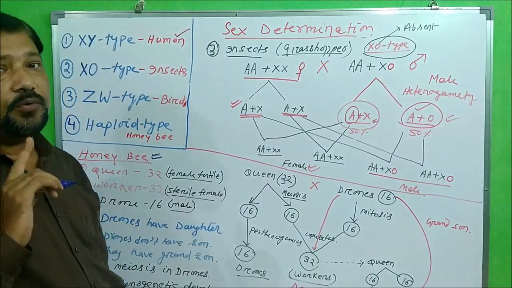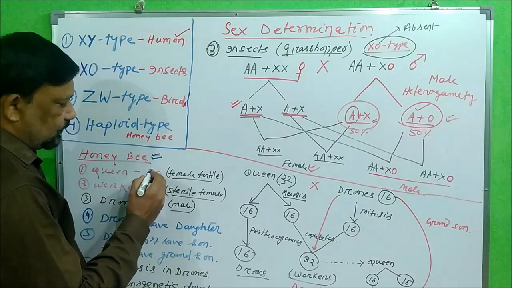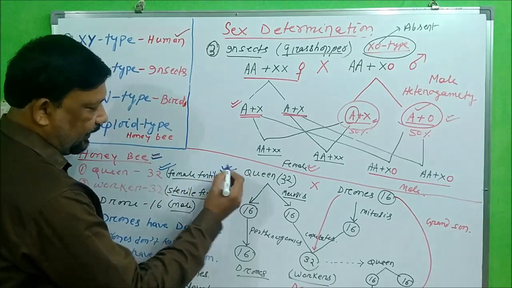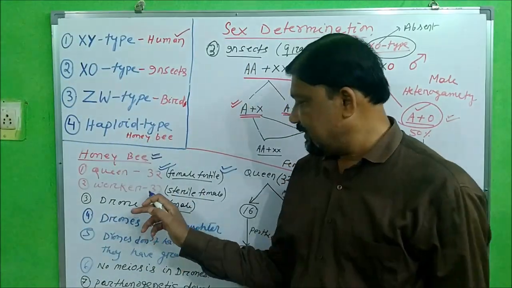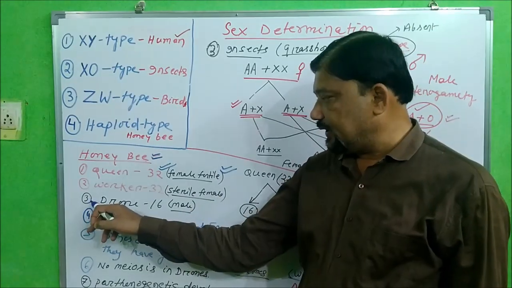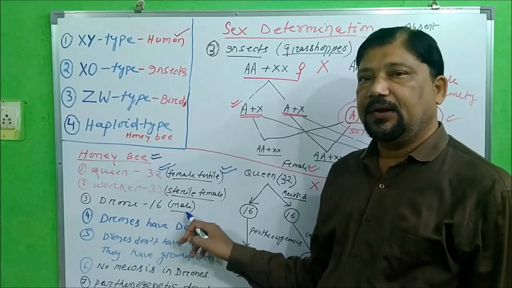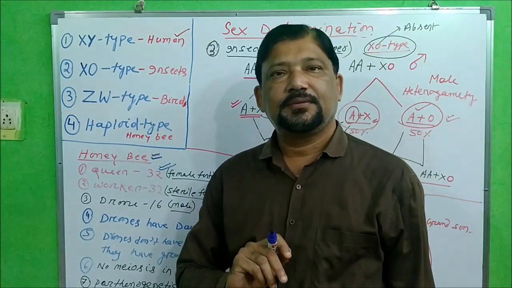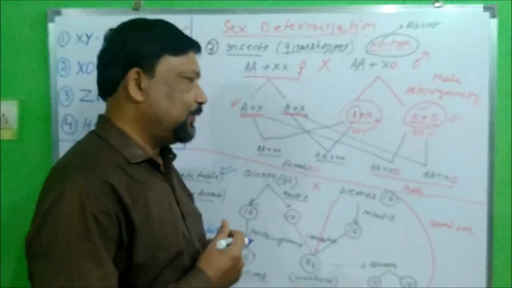Next, come to one more insect, the honeybee. In honeybee, you will find three social categories. One is the queen, which has 32 chromosomes, and this is a fertile female. Another one is the worker, which also has 32 chromosomes, but it is a sterile female. And another category is called the drone. They have 16 chromosomes and they are the males. It is a fertile male. Clear? Now, let's see the social relationship between these three categories.